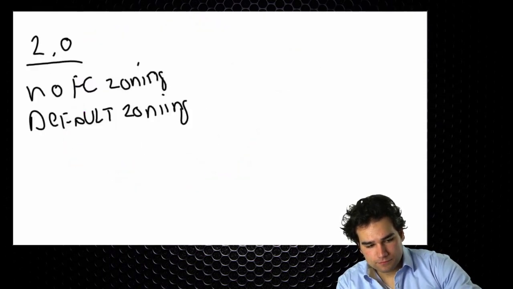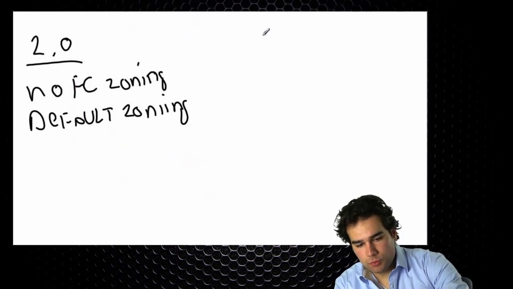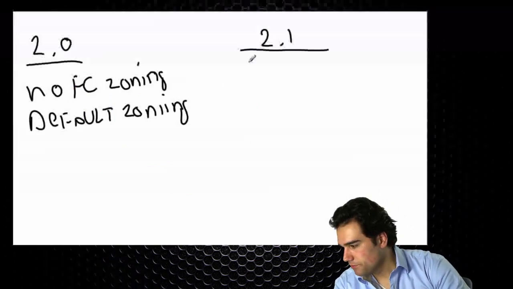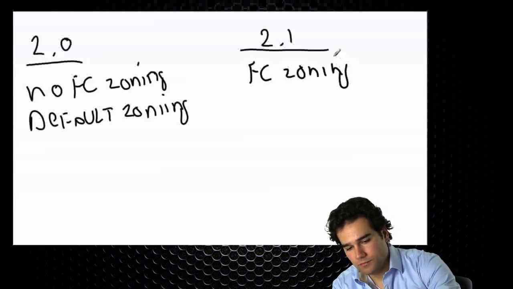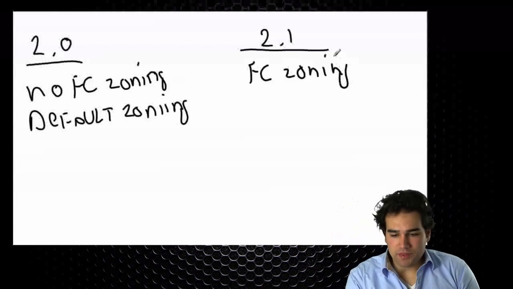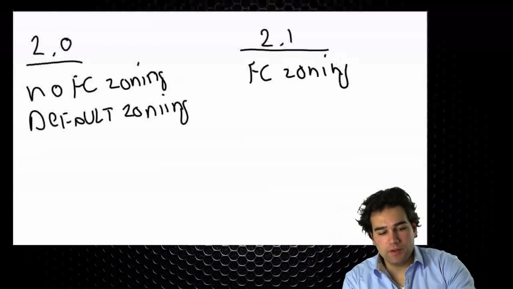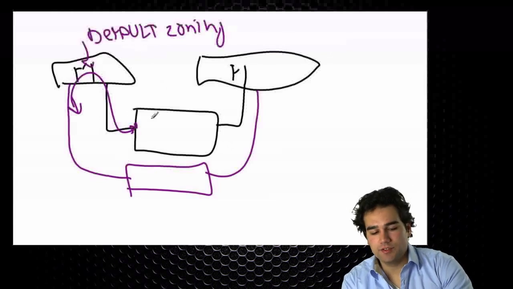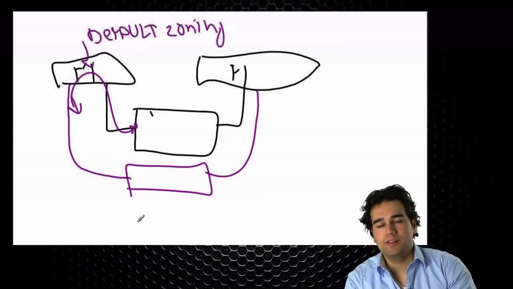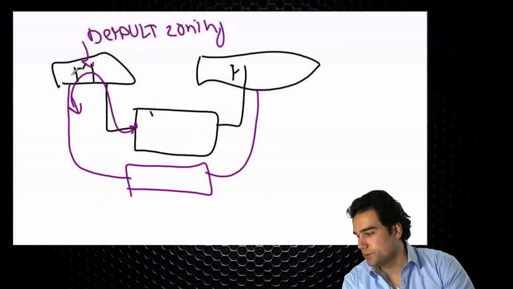Now, in 2.1, they changed some things. First of all, they are supporting now fiber channel zoning. But the problem with this is that's very good, right? Because now in 2.1, I can zone these two together. So I can now start zoning blade 1 with the appliance and blade 2 with the appliance and so on and so on.